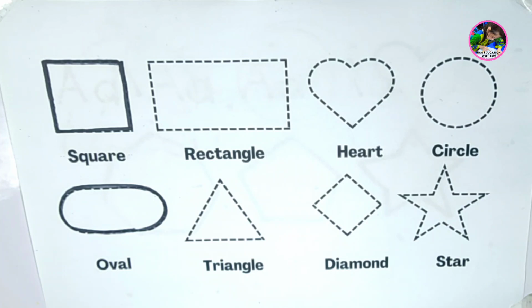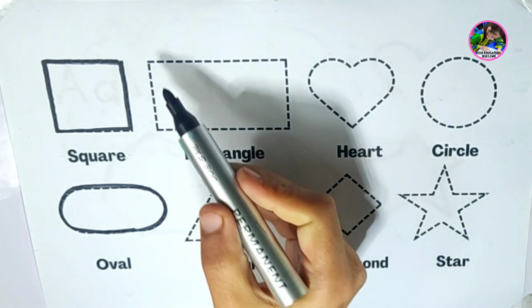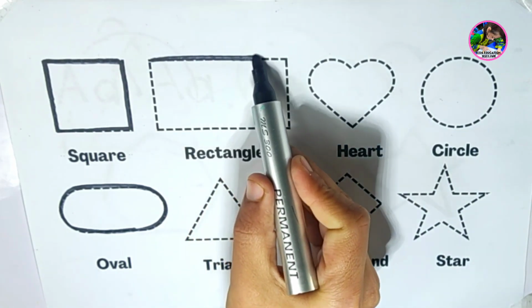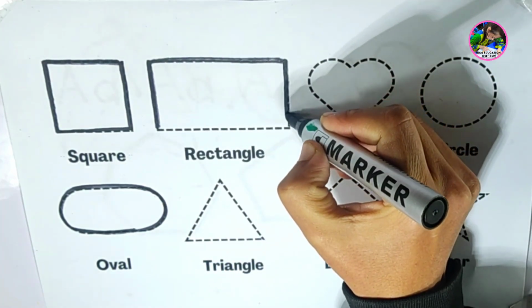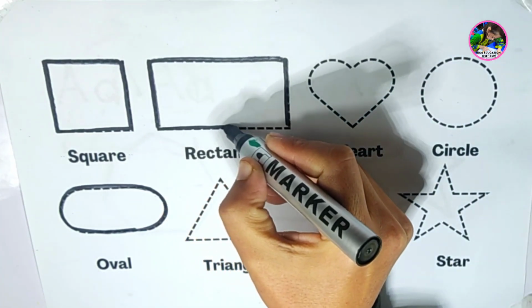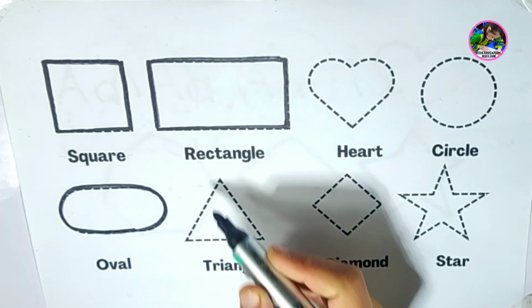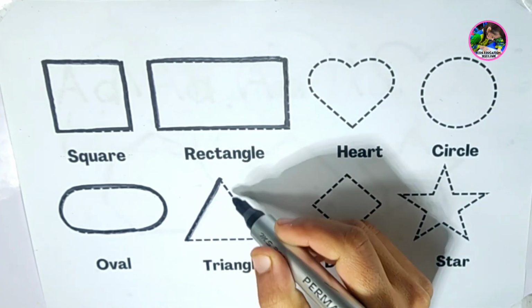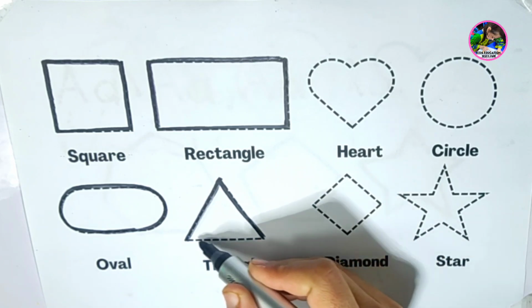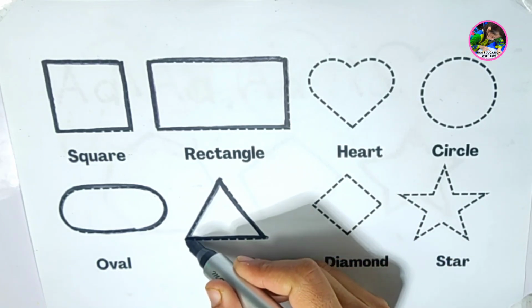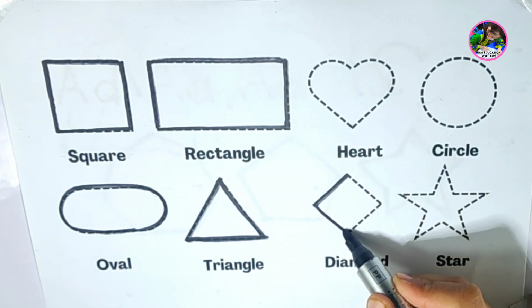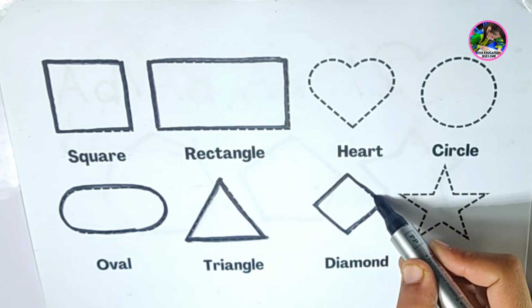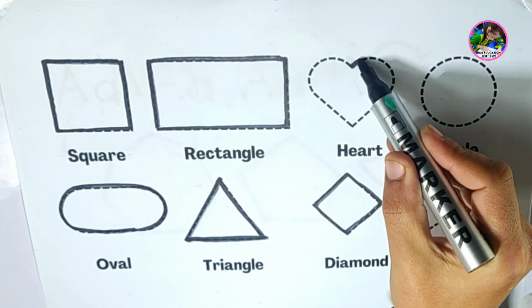Let's draw another 2D shape. This is rectangle. And this is triangle. Let's draw diamond shape. This is heart.